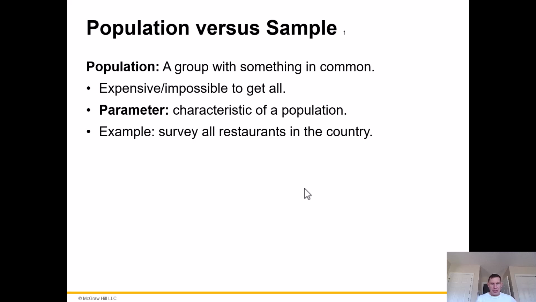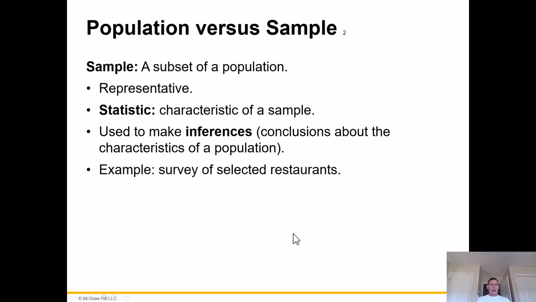So the parameter is a characteristic of a population. An example would be a survey of all restaurants in the country. So what we do is we get a sample, right? I'm sure you've heard that term, sample. This is a subset of a population, and we have to make sure that the sample is representative of the population, right? And this is where we use the term statistics, because that actually means the characteristics of a sample. We use these to make inferences, basically educated guesses, conclusions about the characteristics of a population.